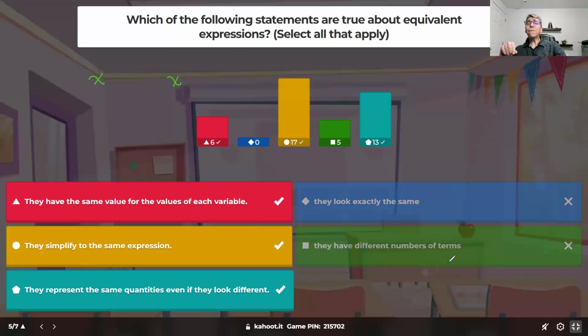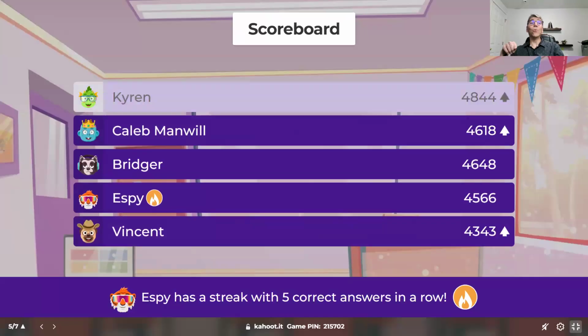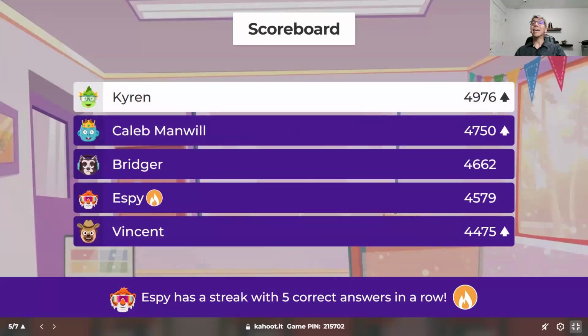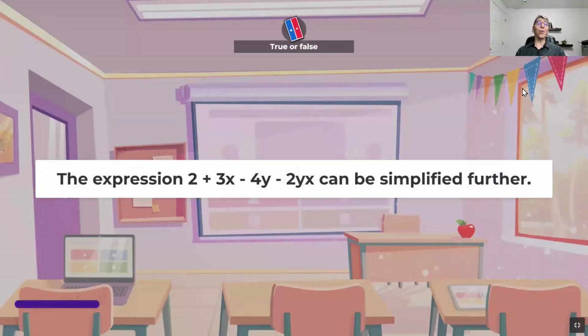Okay. They have different numbers of terms. Well, they could, but not necessarily. So it could have, but that is not always true. Okay. So good job. Let's see how we go. Ooh, big change in the podium, and Kyron is back on top here. So don't go and celebrate just yet. Okay. So we have two more.